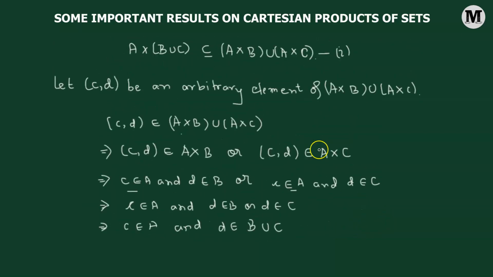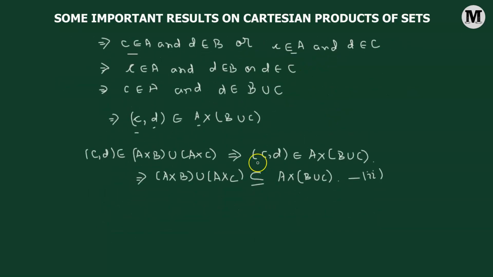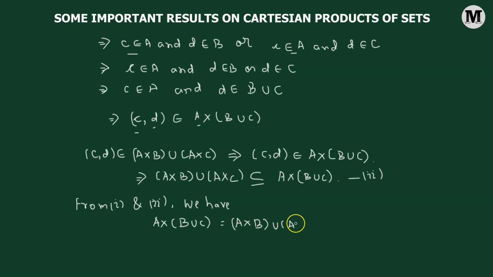So previously we showed that the Cartesian product of A and B union C is a subset of the Cartesian product of A and B union the Cartesian product of A and C, and in statement 2 we showed the other way around. So from statement number 1 and statement number 2, we can now say that the Cartesian product of the set A with B union C is equal to the Cartesian product of the set A with B union the Cartesian product of the set A with C. Right. So we have successfully verified this problem.